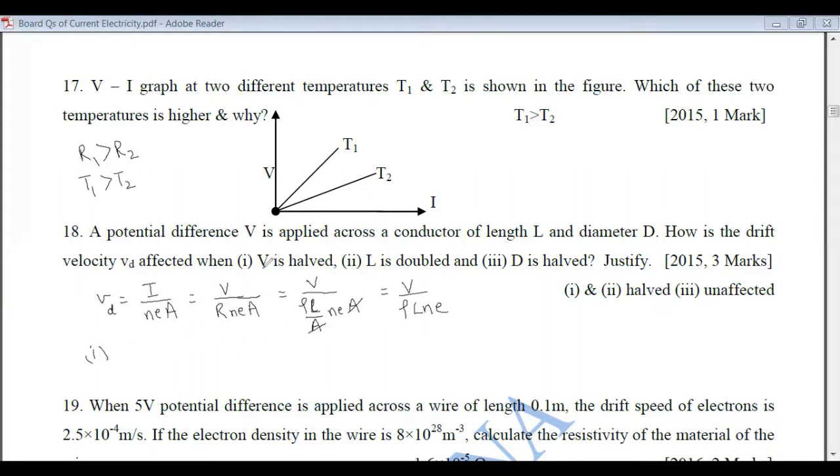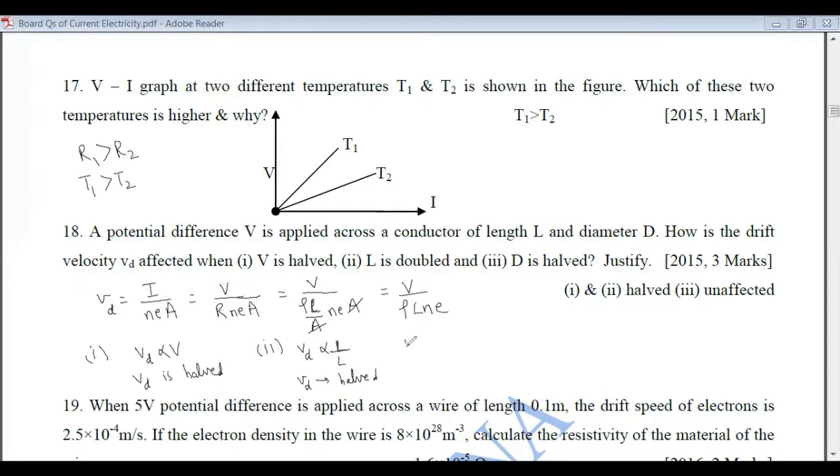Now let's see the first part. The potential difference is half. Keeping the other parameters, that is the denominator, constant, we see that Vd is directly proportional to V. When the potential difference is half, Vd is also half. Now in the second part, the length is doubled. Keeping the other parameters constant, we see that the drift velocity is inversely proportional to length. If the length is doubled, the drift velocity will be half.